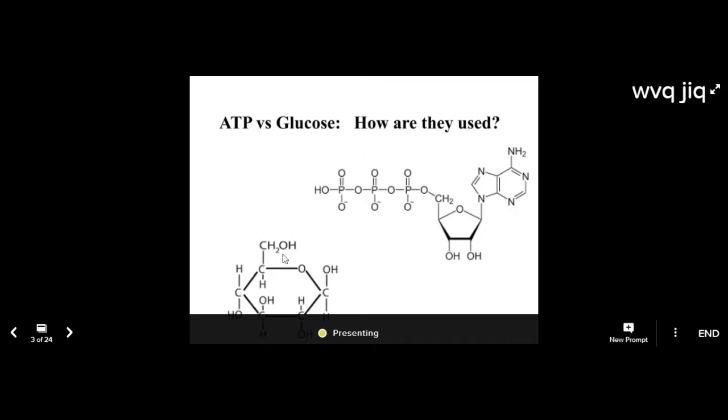But glucose's energy, glucose goes all the way through all the respiration reactions we're going to learn about, and every bond is broken in glucose. And all of that energy in the entire glucose molecule is harvested and transferred to make more of these. Okay, let's keep going.